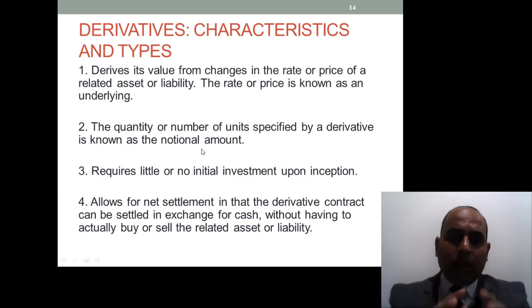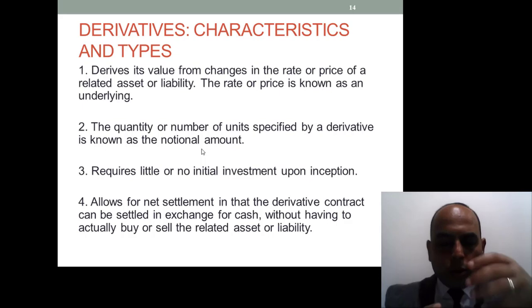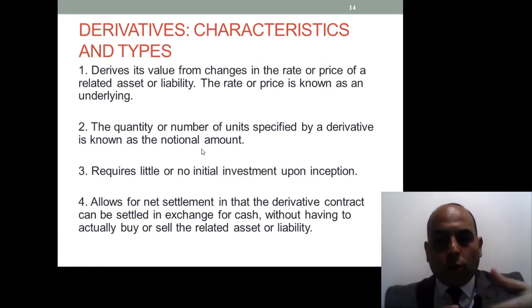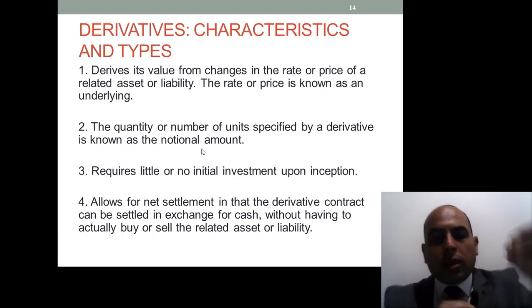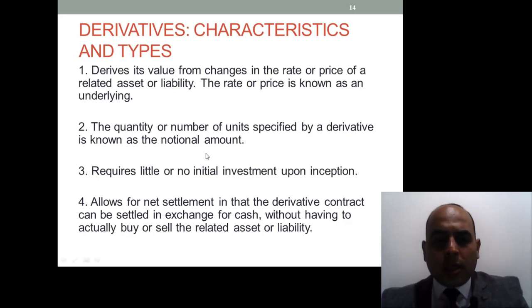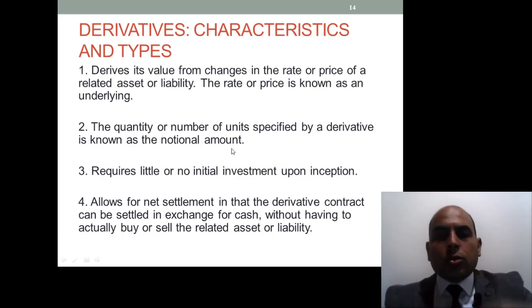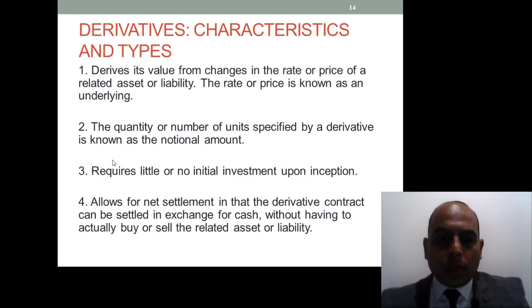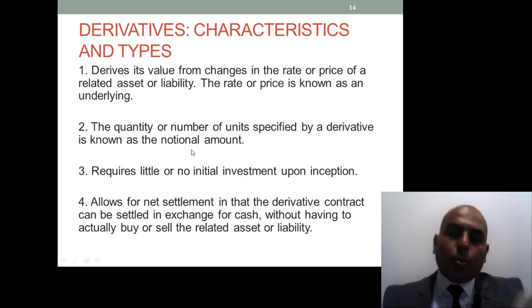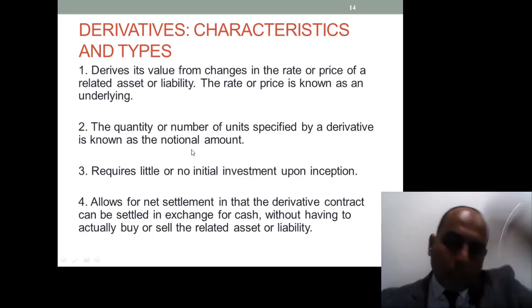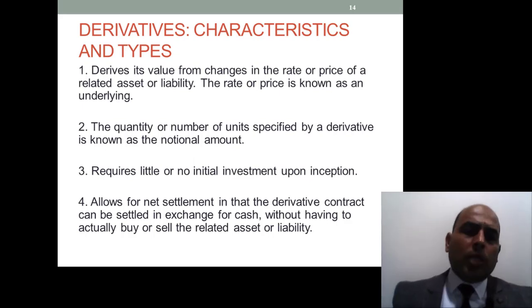Next point, the quantity or number of units specified by the derivative is known as the notional amount. Notional amount means that we have a future contract or forward contract to buy $100,000. So the $100,000 is the notional amount. We agreed to sell, for example, 100,000 tons of corn. So the 100,000 tons of corn is the notional amount.